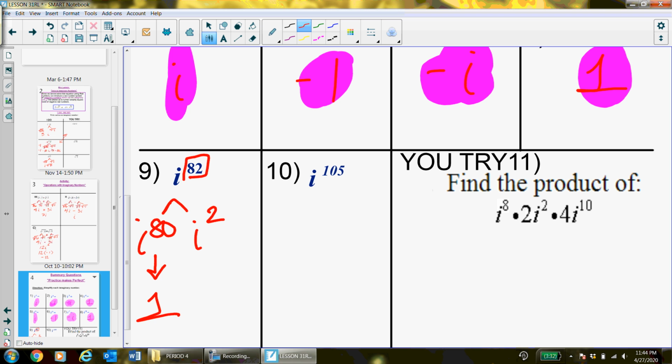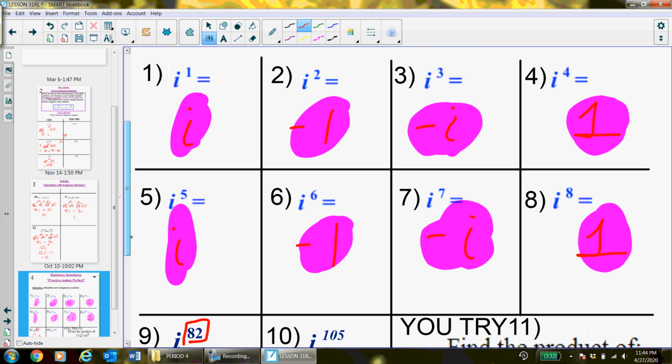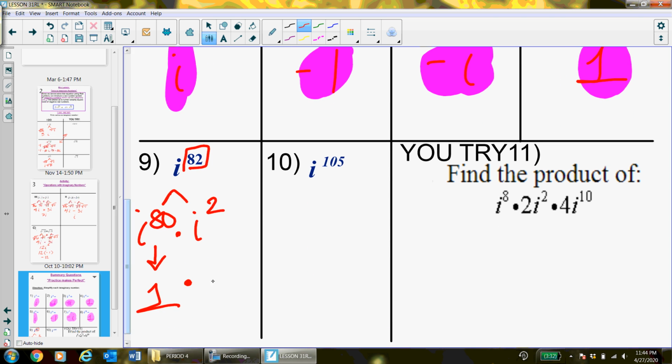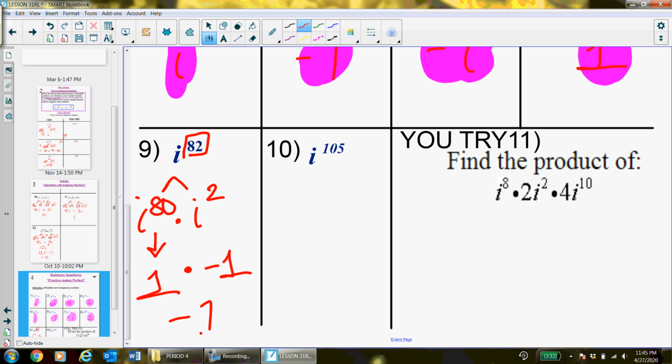So now all we have to deal with is this i squared, which we already know looking at our chart. i squared is negative 1. So 1 times negative 1 is negative 1. And that's our final answer.